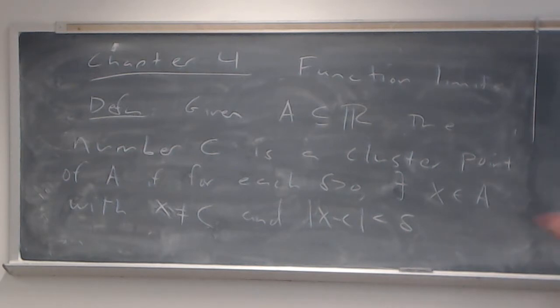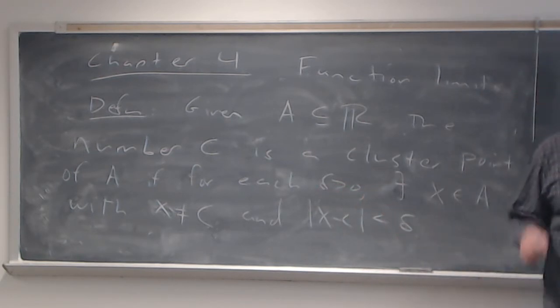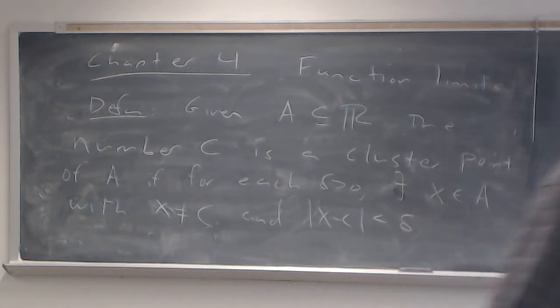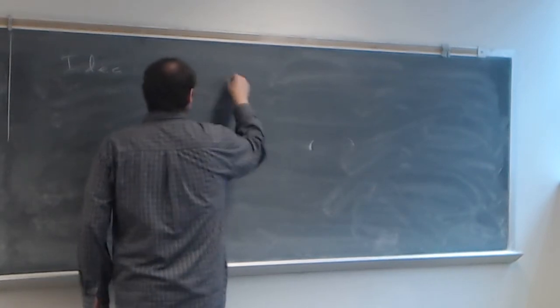What that means is that a point C is a cluster point for a given set A, a subset of R, if no matter what distance you give me, that's delta, there exists a point from A, that's the x, that's different from C, but yet the distance between x and C is less than the positive number you gave me. So C being a cluster point of A means you can get arbitrarily close to C with points from A, where the points from A that you're picking are different than C. Let's write that down, and then let's look at some examples. So the idea is C is a cluster point of A.